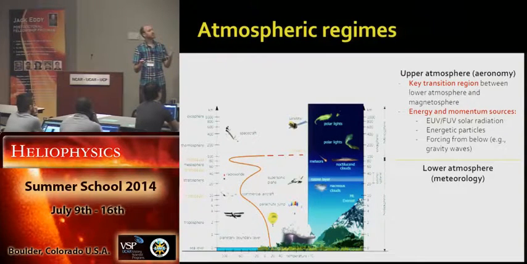So the entire upper atmosphere is in this space region. Of course, this is where the shuttle used to orbit and other satellites do orbit. But there are a lot of interesting processes that happen here. In particular, the deposition of EUV and FUV solar radiation and energetic particles, and then forcing from below, which we saw a little bit of on Saturday as well. In general, you can divide the lower atmosphere and the upper atmosphere into two disciplines. Meteorology in the lower atmosphere, and aeronomy is a discipline of the upper atmosphere.